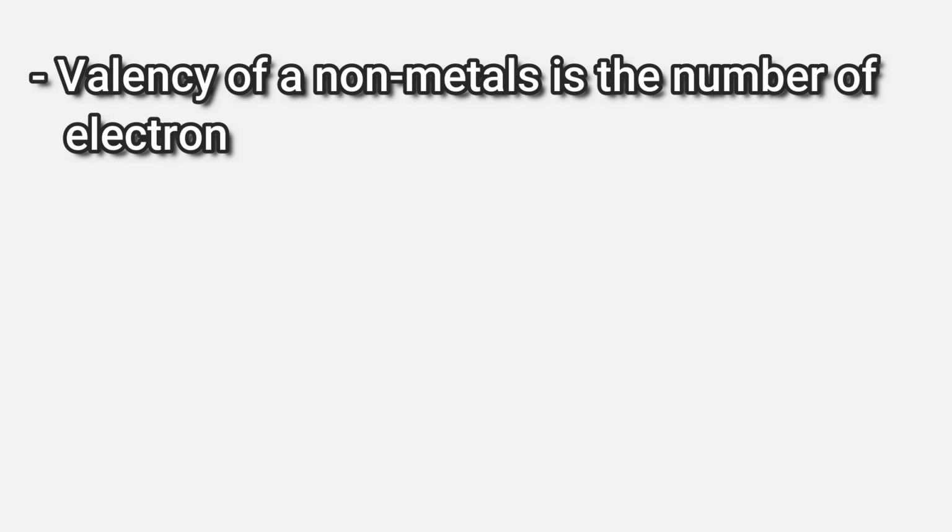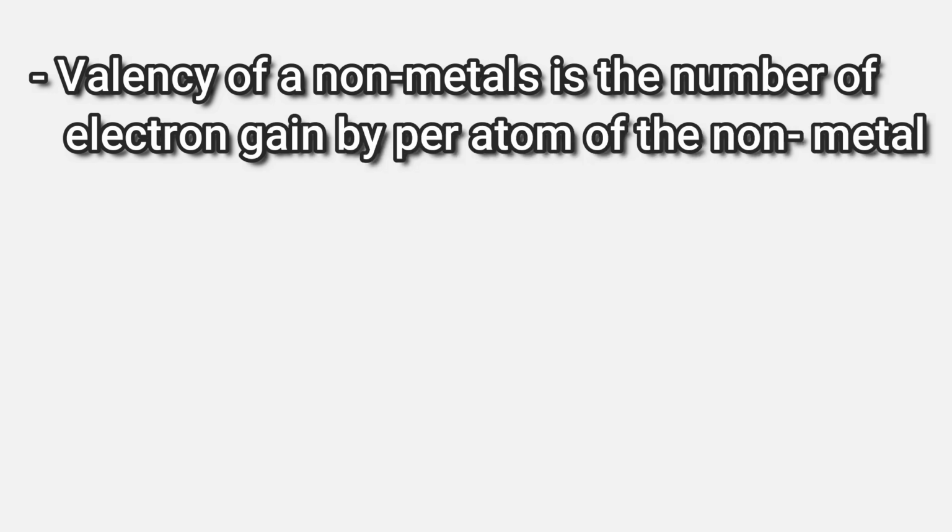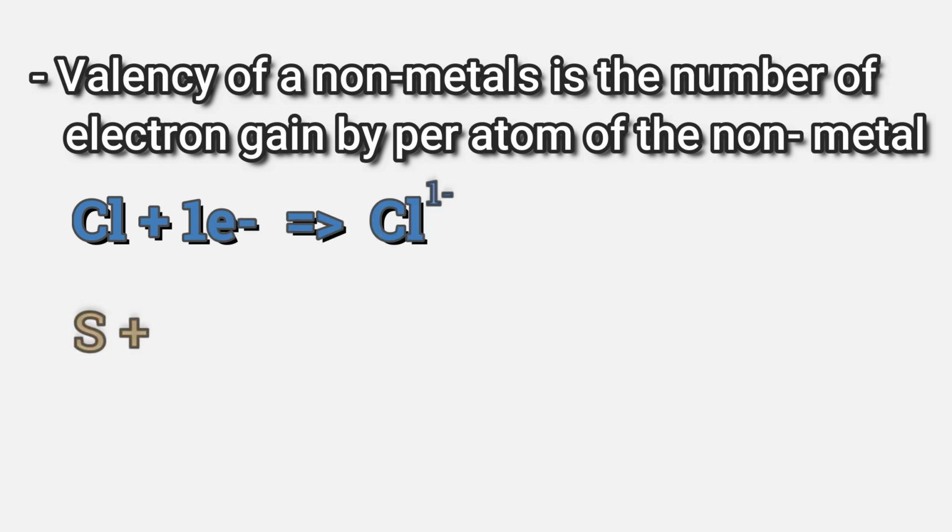The valency of non-metals is the number of electrons gained per atom of the non-metal. For example, chlorine gains 1 electron to form chloride ion. Sulfur gains 2 electrons to form sulfide ion.